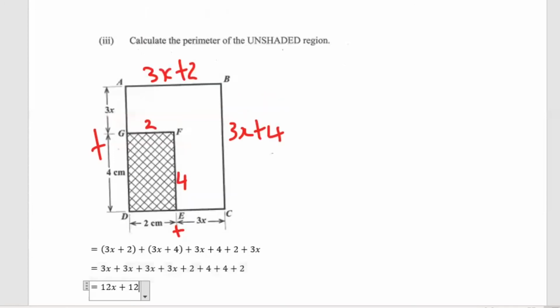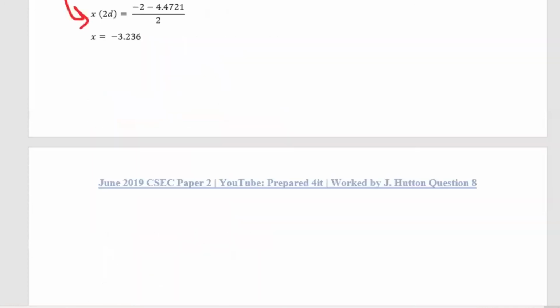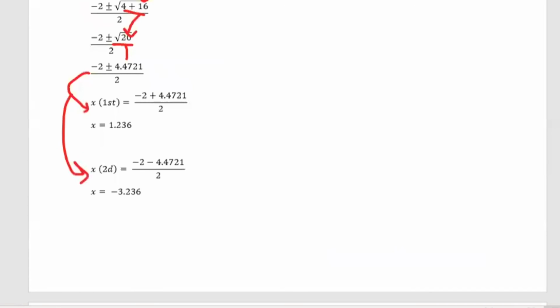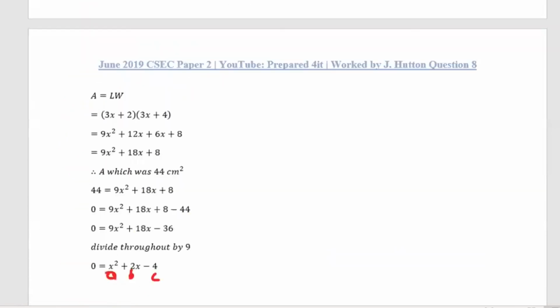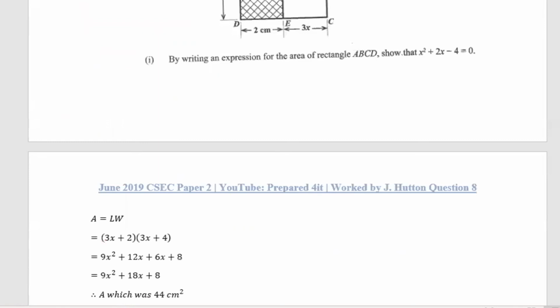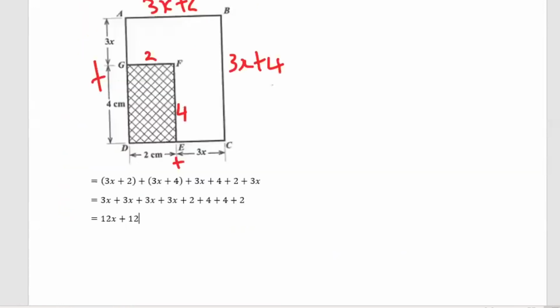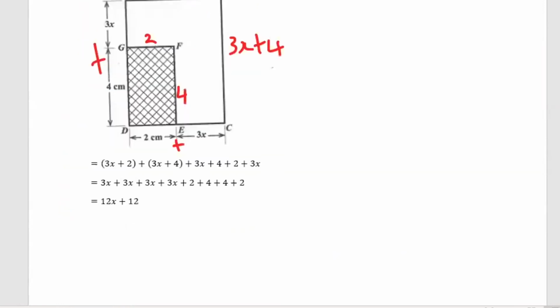But remember, up above we had calculated two possible values for x, one being 1.236 and the other being negative 3.236. What we're going to do is use the positive value. We know that x must have been a positive number. So remember, this is just one continuous question going straight throughout. So we're now substituting x for 1.236, which we had calculated.